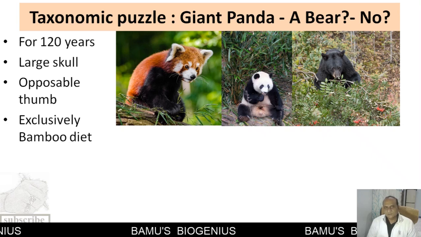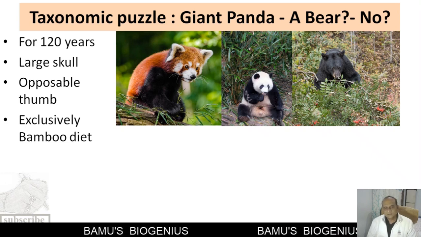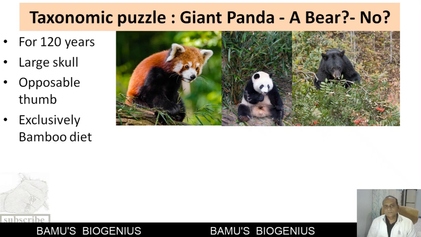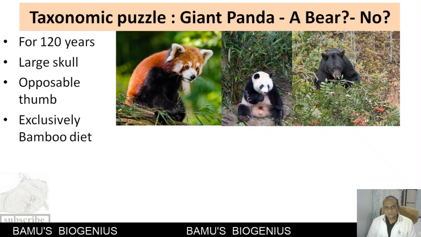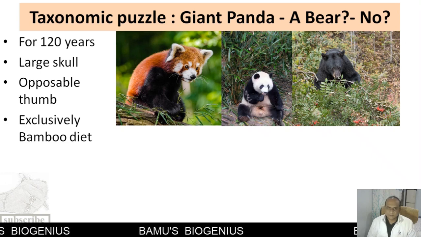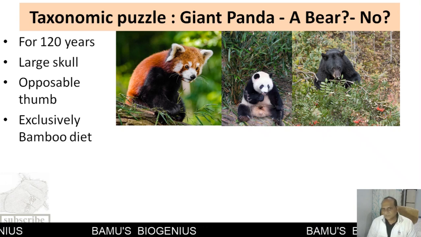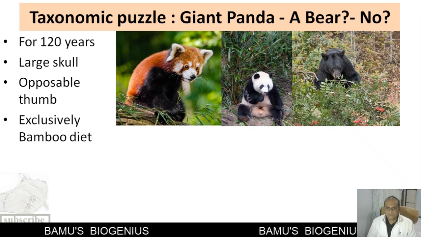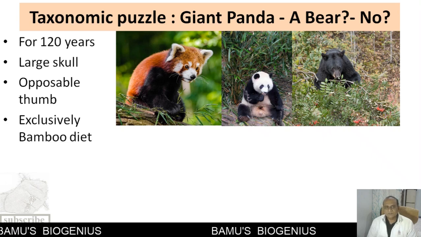Now, another example of a taxonomic puzzle which was solved by genealogical study is the taxonomic puzzle of the giant panda. Earlier scholars used to believe that the giant panda is related with the red panda because of the similarities they have. Some scholars are of the opinion that giant pandas are similar to the bear. This confusion about the taxonomic status of the giant panda remained for more than 100 years.